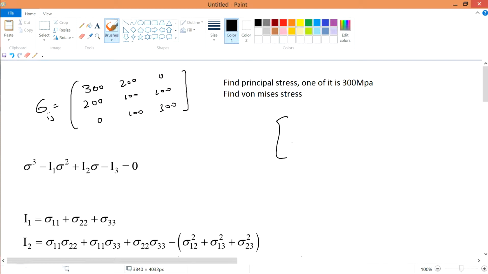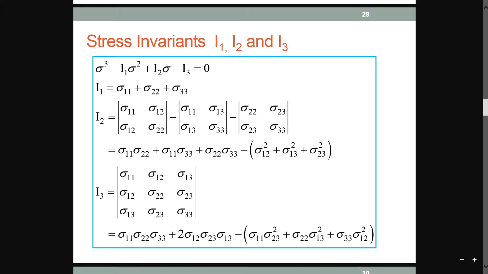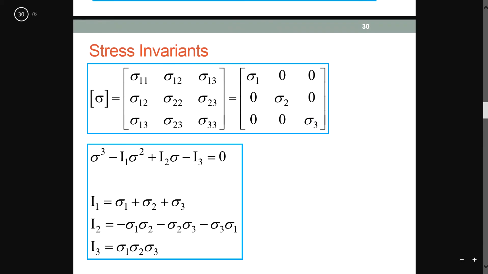However, if you are given a principal stress, if it's already given to you as some numbers, and they want you to find the invariants, then you shouldn't use this formula anymore, because the one that we've been using is this one, sigma 11. However, if you still remember, there is also another form of the stress invariant formula that talks about stress 1, stress 2, and stress 3. So these are all the stresses for your principal stress.